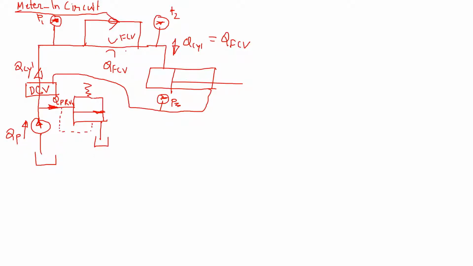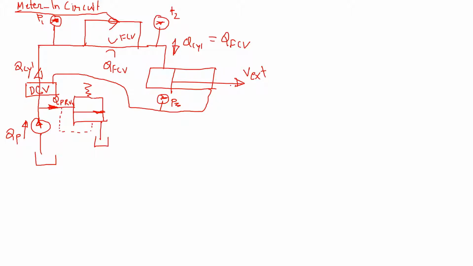A meter-in circuit is used when you want to control the speed, the extending speed of this cylinder, the velocity of extension. If we change the flow using this flow control valve, if we reduce the flow, the velocity of extension will also be reduced.